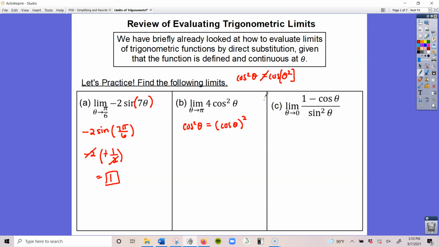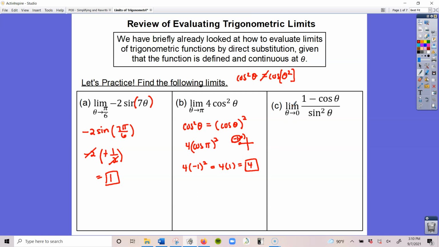Now, let's go ahead and work this one out. So we're going to plug in the pi. So this would be 4 cosine of pi, and all of that gets squared. The cosine of pi, if you look at your unit circle, pi is over here, and this is the coordinate -1, 0. So the cosine of pi is -1. So this is 4 times -1 squared, which is 4 times 1, leaving us with an answer of 4.